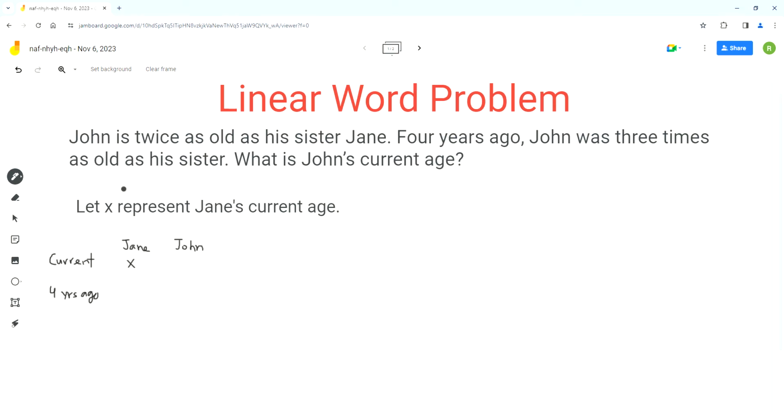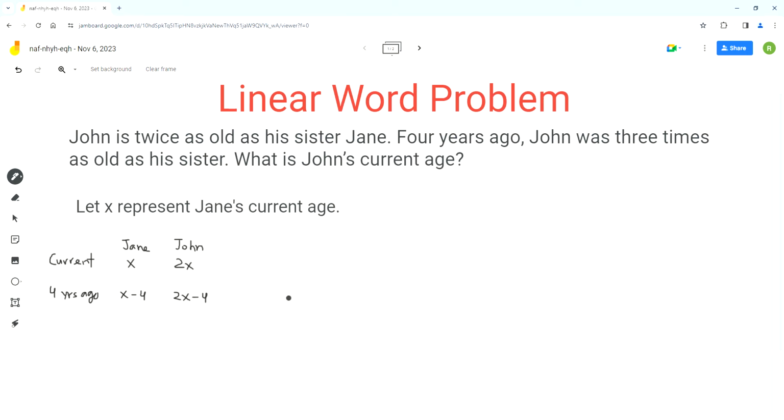Now as per the problem, John is twice as old as his sister. So that means John's current age is 2x. Now as per the second part of the problem, 4 years ago, John was 3 times as old as his sister. So if currently Jane is x years old, that means 4 years ago she was x minus 4 years old. And John was 2x minus 4 years old.